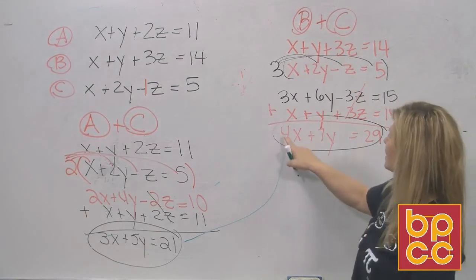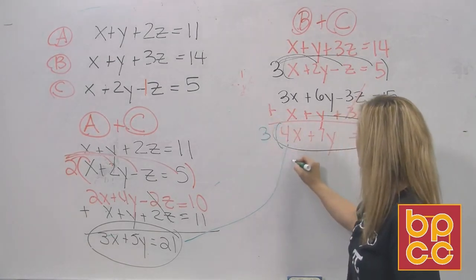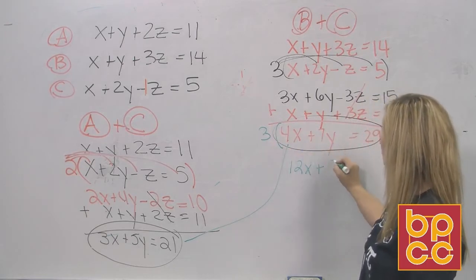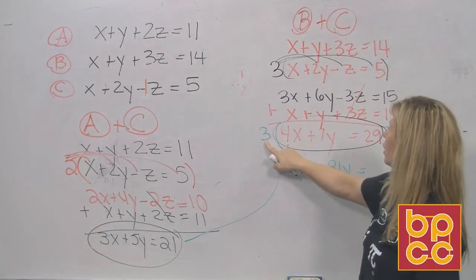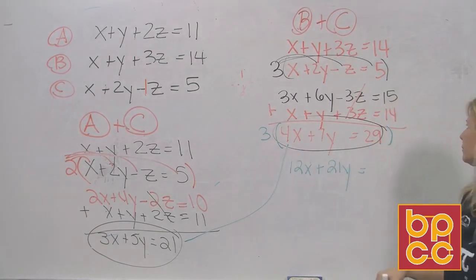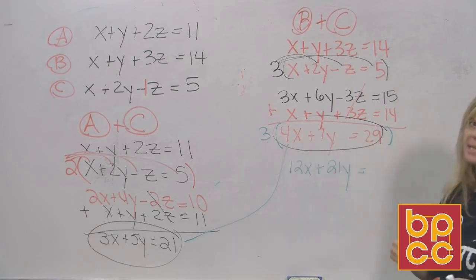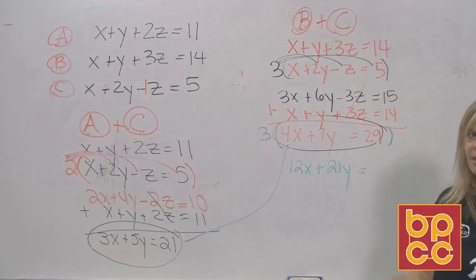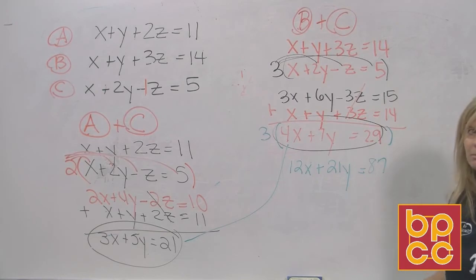So to make this a 12, I'd have to multiply it all by 3. So I'd get 12x plus 7y times 3 is 21y. Oh my, we're going to do some big multiplication here. 3 times 29. Well, 3 times 20 is 60. 3 times 9 is 27. 60 and 27 is 87.